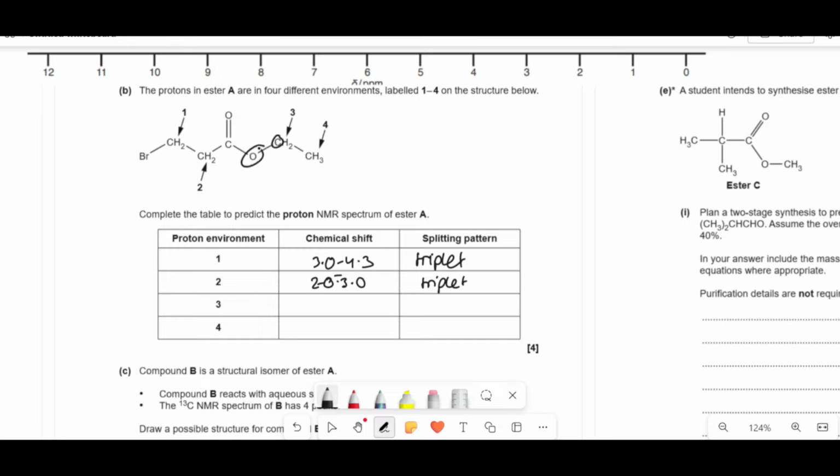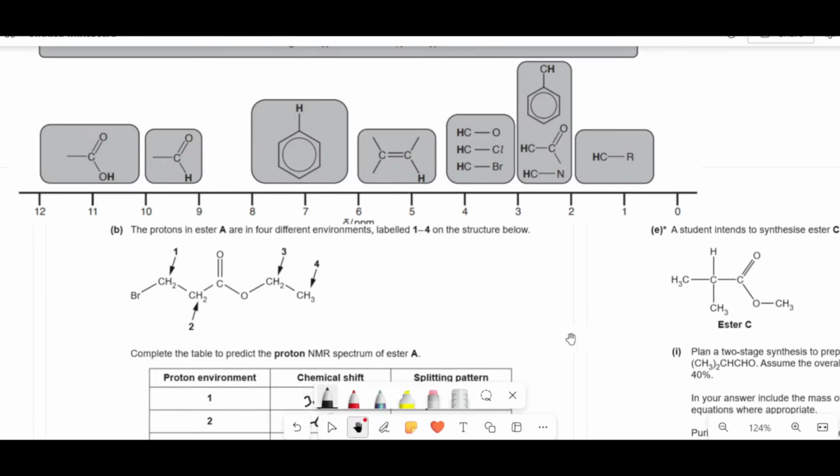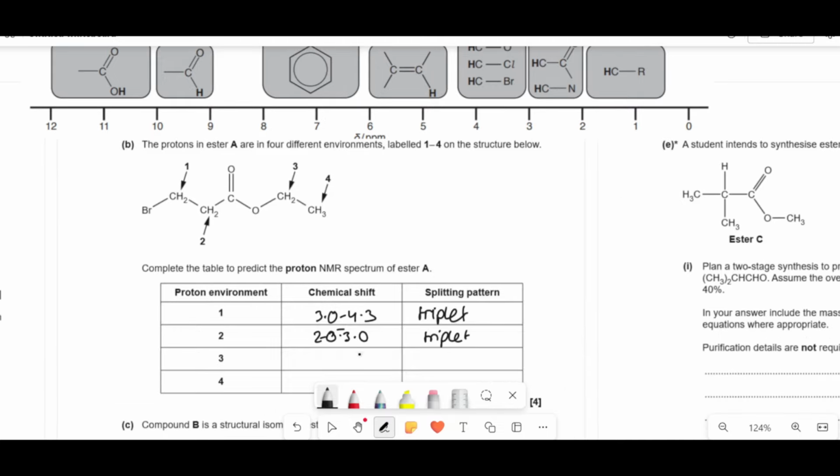It's next to a C bonded to an O, and it's next to a C, this C is also bonded to a C. So whichever one fits the bill is going to be that. So we've got HC bonded to an O. These H's were bonded to the C, which is bonded to an O. So it's this one here. So it's going to be within, what, like 3 to 4.3, right?